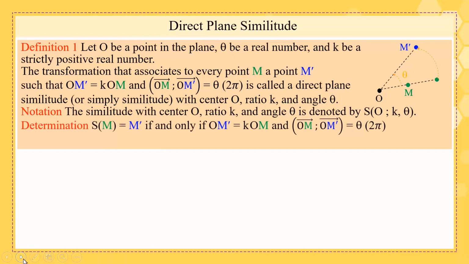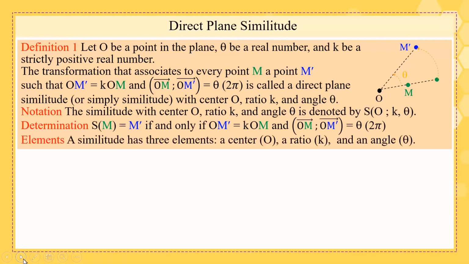Determination: S(M) = M prime if and only if OM' = k·OM and the angle (OM, OM') = theta mod 2 pi. Elements: a similitude has 3 elements: the center, the ratio and the angle.